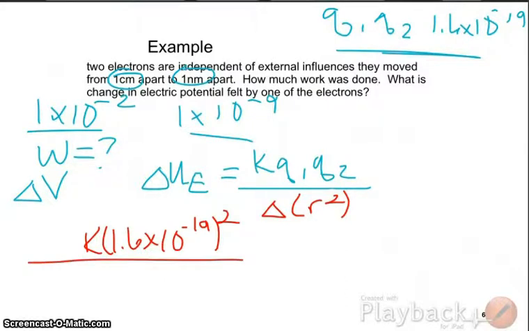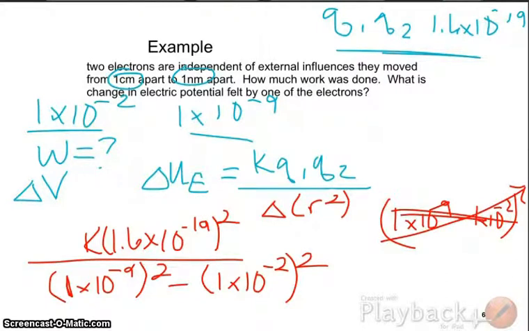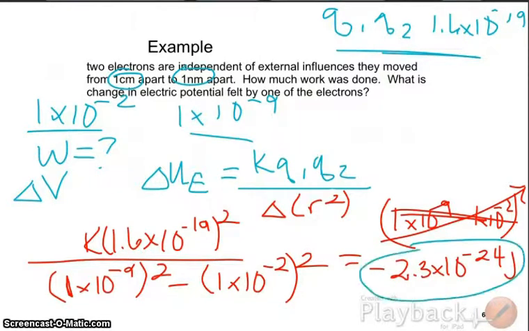Divided by our final, which is 1 times 10 to the negative 9th squared minus our initial, 1 times 10 to the negative 2 squared. Okay? Make sure you put the squares that way, because if you do 1 times 10 to the negative 9th minus 1 times 10 to the negative 2 squared, that's a different number. Don't do that. You work it out and you'll find your work. You get negative 2.3 times 10 to the negative 24th equals your change in energy. Now work equals negative change in U, so work is positive 2.3 times 10 to the negative 24th.